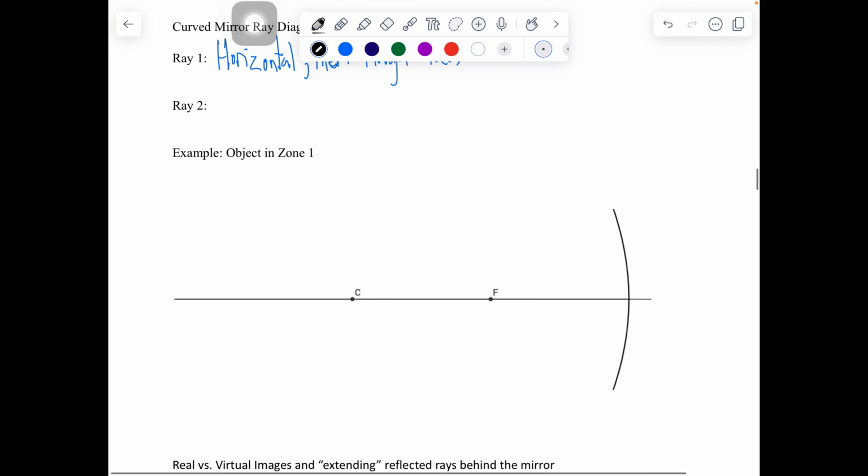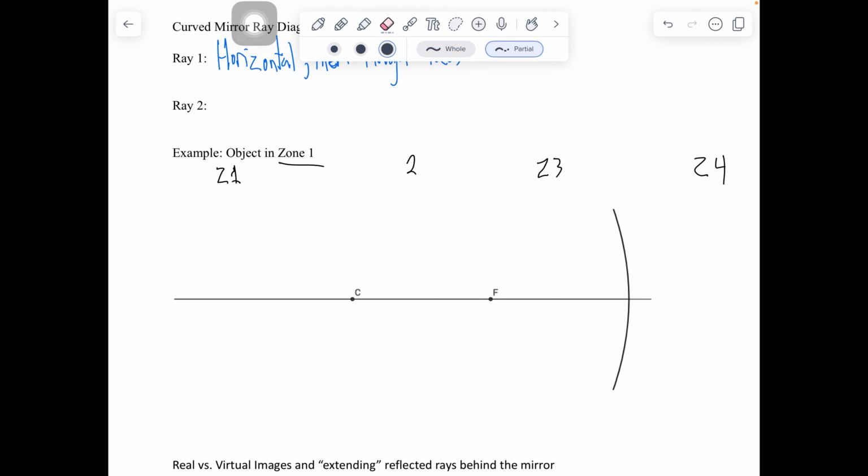So we have an object in zone 1. Recall zone 1, that is anything beyond our center of curvature. So over here is zone 1. In between center of curvature and focal point, that's zone 2. Zone 3 is between the mirror and the focus, and then zone 4 is behind that concave mirror. Let's change this, make that a bit of a better Z. Okay, so the object's in zone 1.